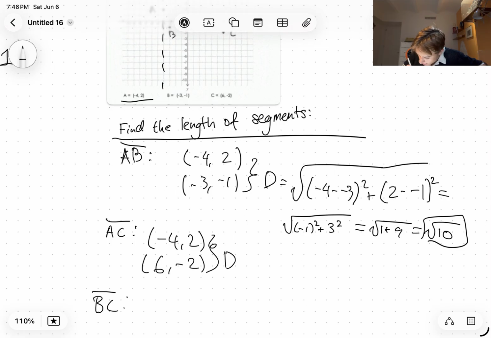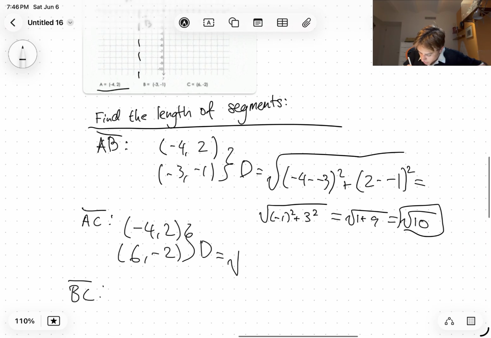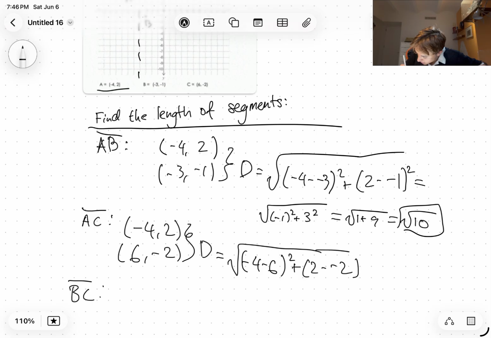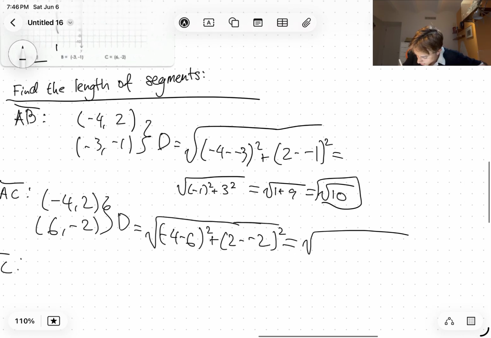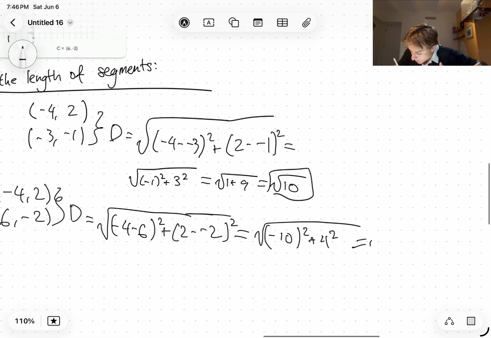So we're going to say D equals square root of negative 4 minus 6 squared plus 2 minus negative 2 squared, which is equal to the square root of, so negative 4 minus 6 is negative 10. And then 2 minus negative 2 is 4. Equals, so this would be the square root of 100 plus 16, which is the square root of 116.